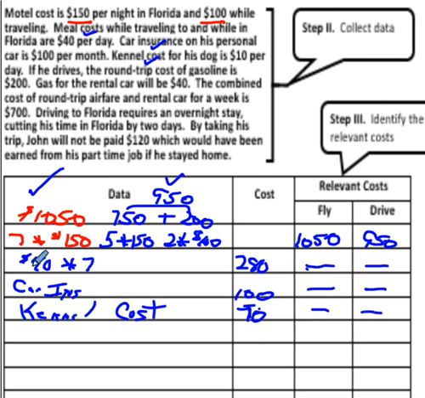Okay, now if John drives, the round trip cost of gasoline is going to be $200. Gas for the rental car is going to be $40. So I'm going to write here drive equals $200. If I drive, it's going to cost me $200. If I fly, the gas is going to cost me $40.